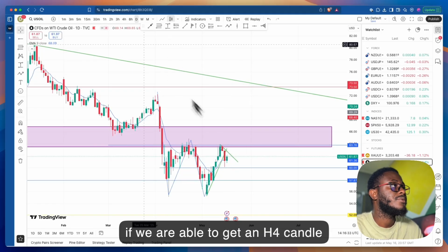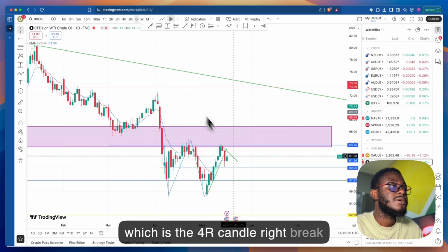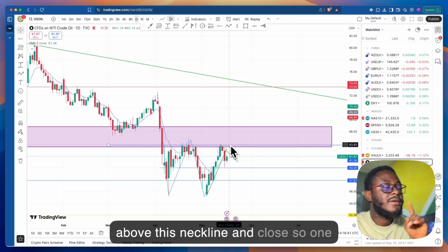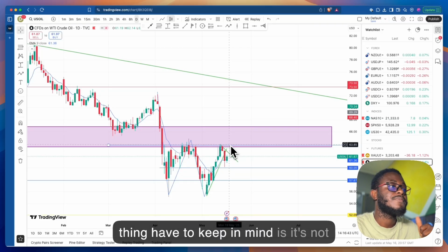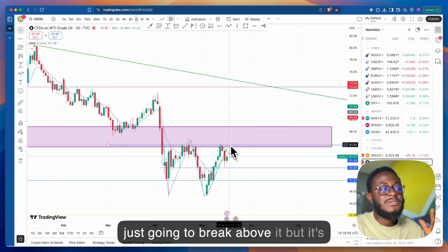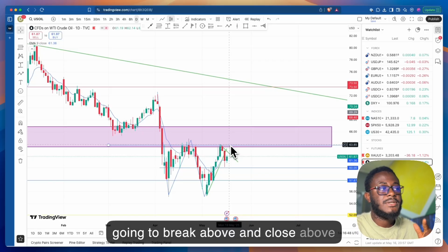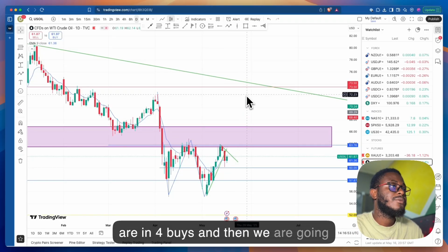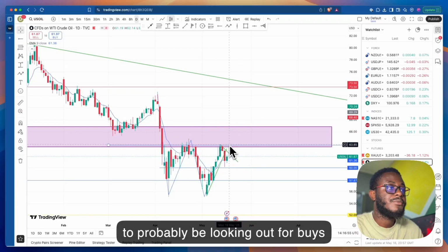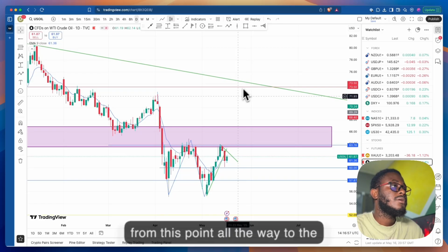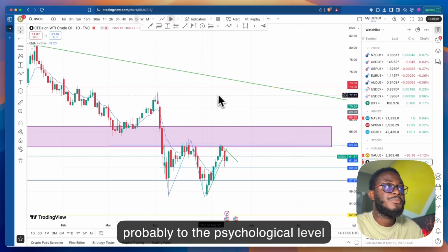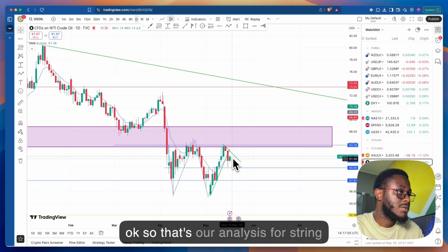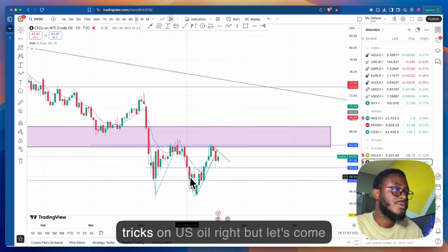Let's see if we're able to get an H4 candle, which is the 4-hour candle, break above this neckline and close. One thing you have to keep in mind is it's not just going to break above it, but it's going to break above and close above this neckline. Then we know that we are in for buys, and we are going to be looking out for buys from this point all the way to probably the psychological level 73.5, and if possible to the trend line. So that's our analysis for swing trades on US oil.